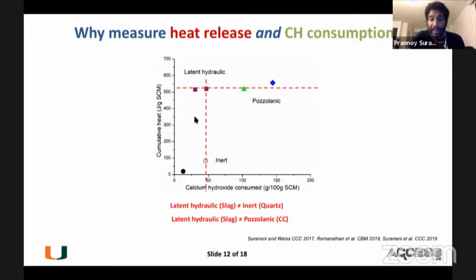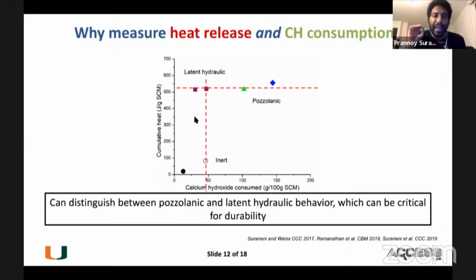But a slag behaves very differently from a quartz, which behaves very differently from a calcine clay. So there is very significant merit in measuring both the heat and the calcium hydroxide consumption if you want to distinguish between pozzolanic and latent hydraulic behavior, which is in some cases very important.